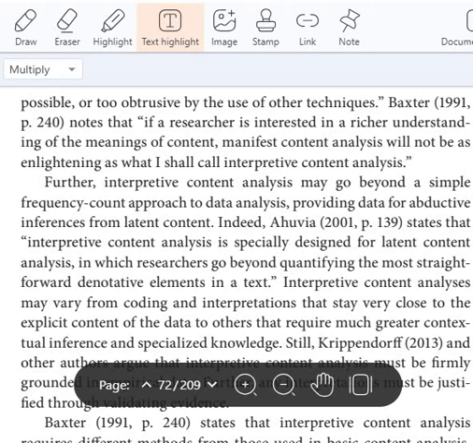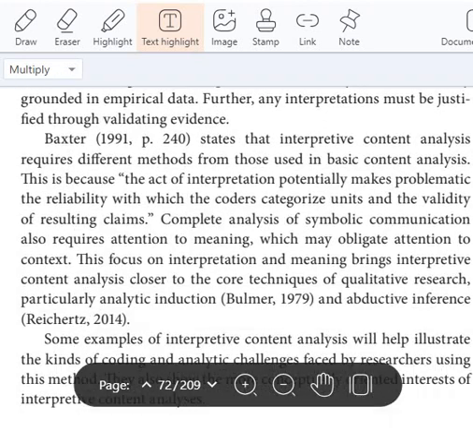Okay, let's go now to this paragraph. It says that Baxter, 1991, states that interpretive content analysis requires different methods from those used in basic content analysis. This is so certain. This is because the act of interpretation potentially makes problematic the reliability with which the coders categorize units and the validity of resulting claims. It is not an easy task, actually.